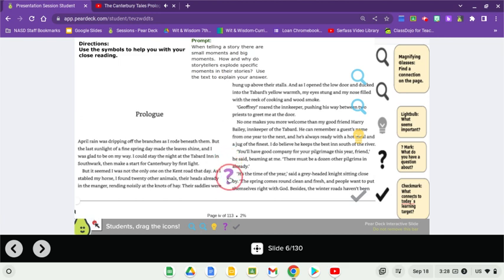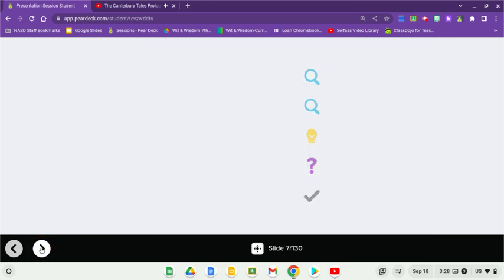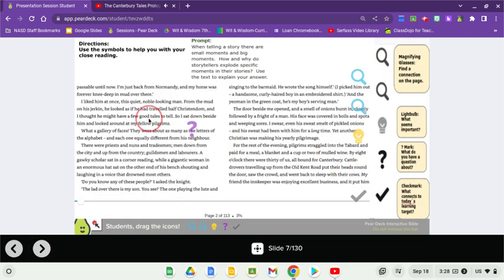"It's the time of the year," said a gray-headed knight sitting close by. "The spring comes round clean and fresh, and people want to put themselves right with God. Besides, the winter roads haven't been passable until now. I'm just back from Normandy, and my horse was forever knee-deep in mud over there." I liked him at once, this quiet, noble-looking man.